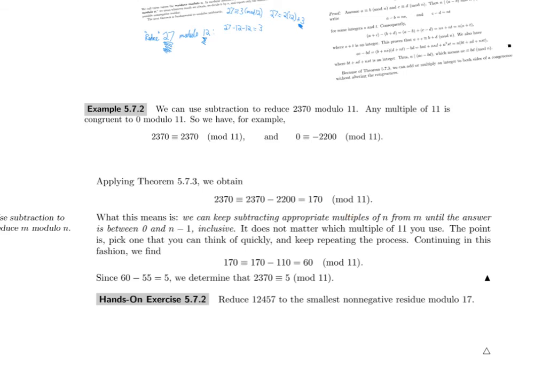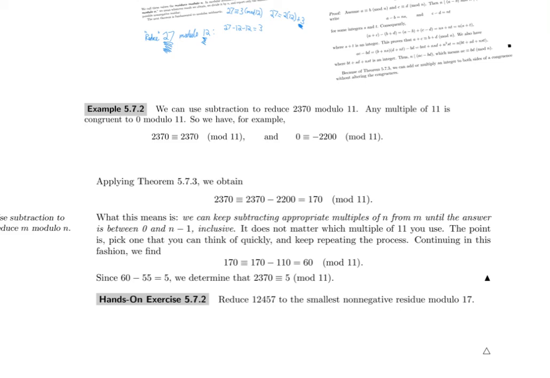We're still not done. We haven't brought 170 down to a number that's between 0 and 10, but we can keep doing that. Find another convenient multiple of 11 to bring 170 down. Negative 110 is a convenient multiple of 11 that will bring this down significantly. So if we subtract 110 from 170, we get 60. Now 60, okay, we're getting closer to being something between 0 and 10. What's another convenient multiple of 11? Well, 55. So if we take away 55 from 60, we get 5. All this amounts to saying that 2370 is congruent to 5 mod 11. You wouldn't necessarily write these. You would probably do these in your head if you're going to take this approach to reduce something modulo n.